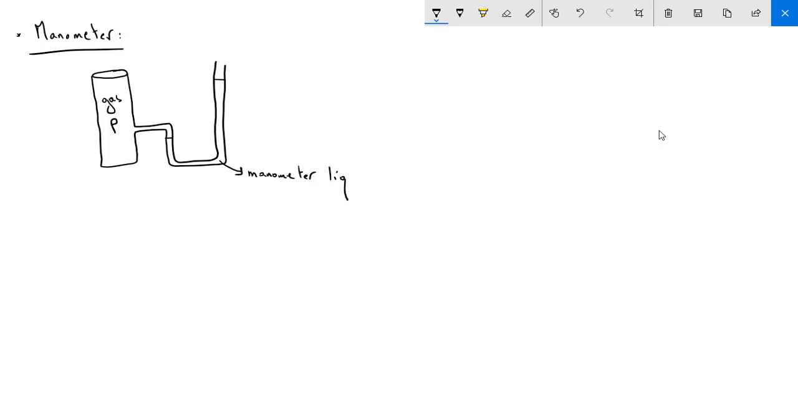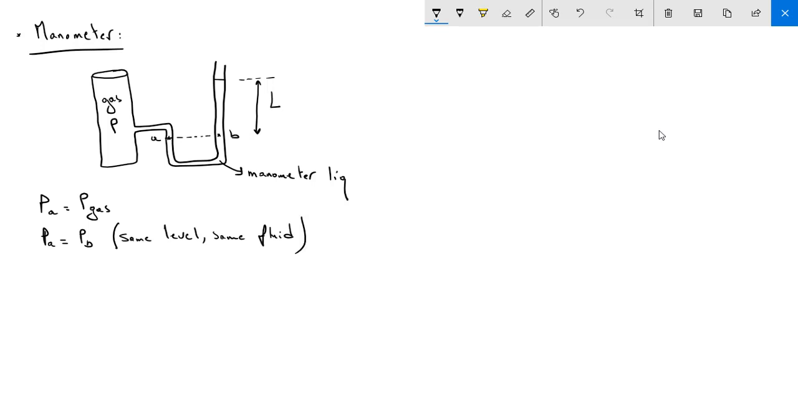And as we did before, to know the pressure inside the tank, we take 2 points at the same level and for the same fluid. Let's say points A and B. In the manometer, we can read this distance L. So let's say PA is the pressure of the gas. Since it is connected directly to the tank, this is the gas pressure. If we say that PA is equal to PB, since same level and same fluid, you can easily say that the gas pressure, PA or P gas, is equal to PB.